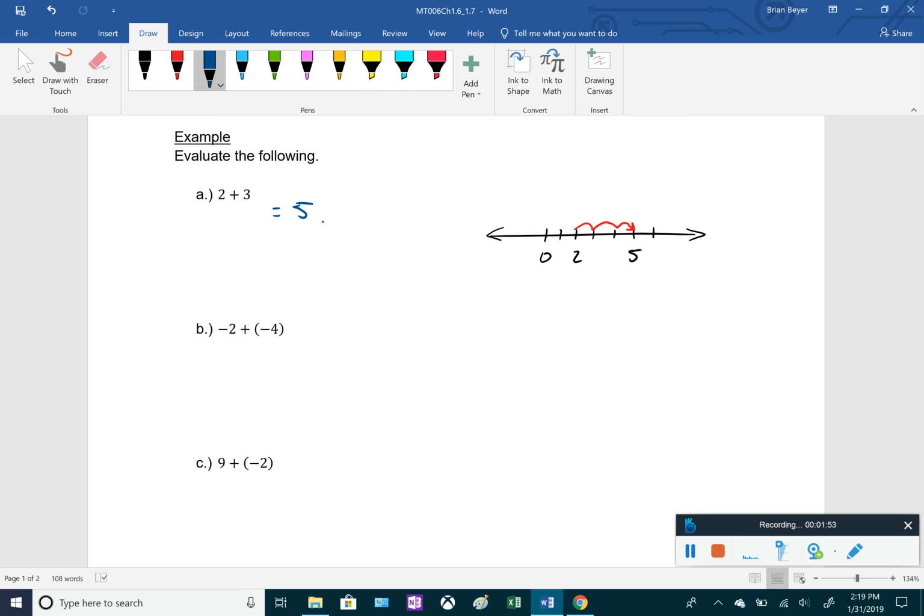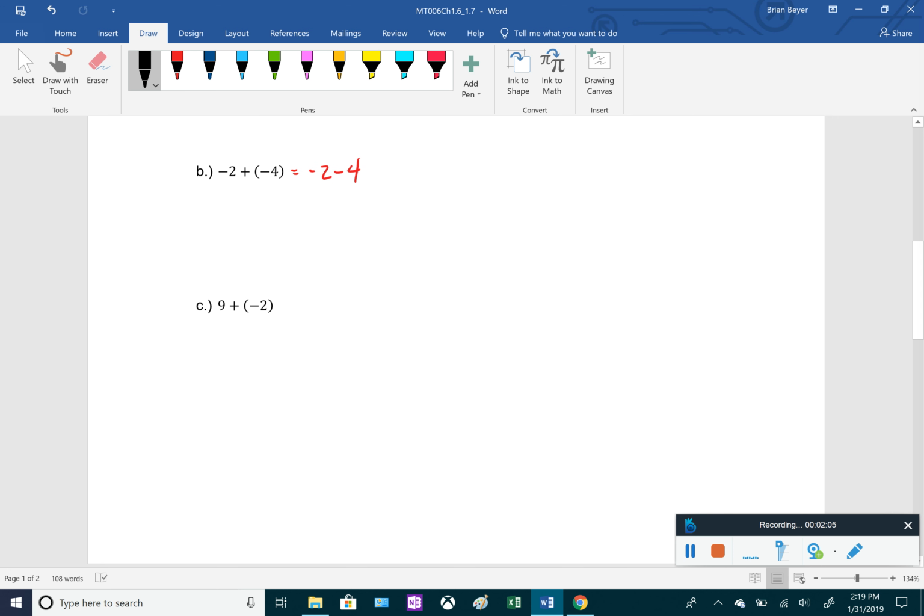For another one, we have -2 plus -4, or if you wanted to think about it as -2 minus 4, they're the same exact thing, whichever one you think is easier. For the number line, I'm going to start at -2. Since it's plus a negative, or we are subtracting 4, we are moving 4 to the left on the number line. That puts us right here, which gets us to -6.